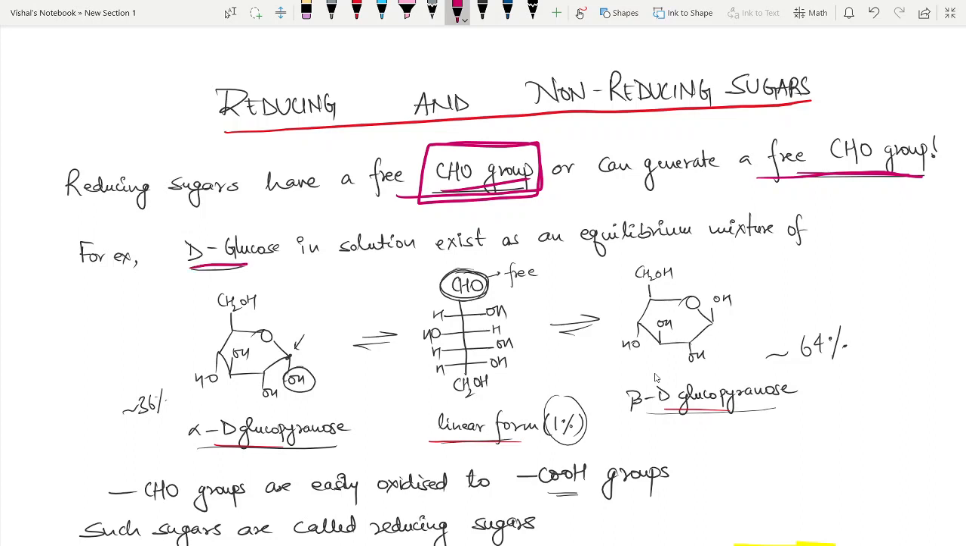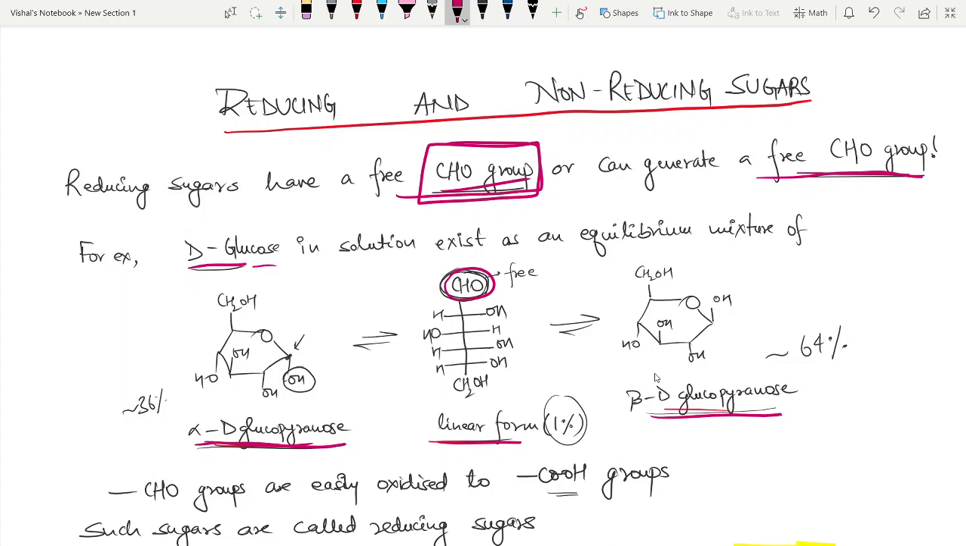For example, D-glucose, as you must know, in solution exists as an equilibrium mixture of these three molecules: alpha D-glucopyranose, the linear form, and beta D-glucopyranose. And you can see that in the linear form it has a free CHO group.